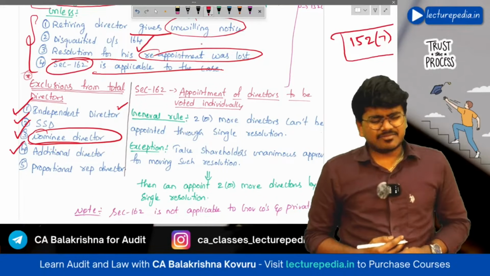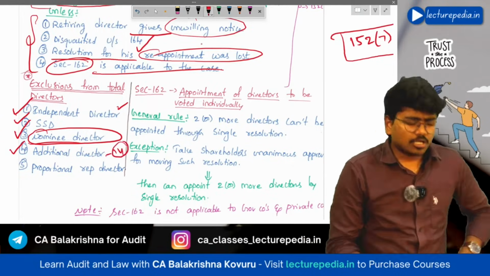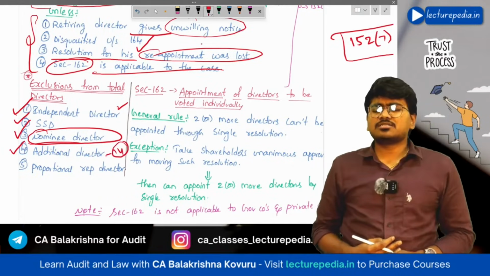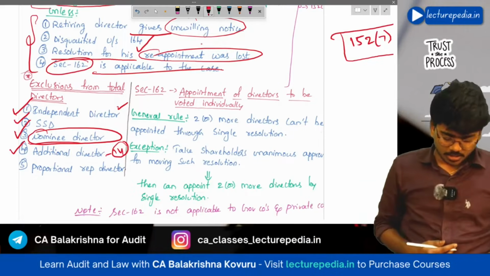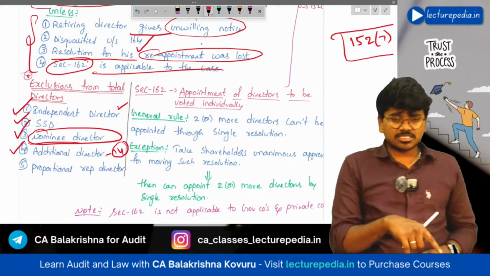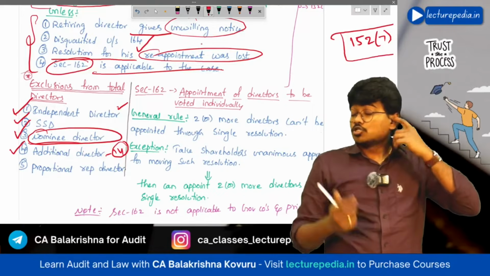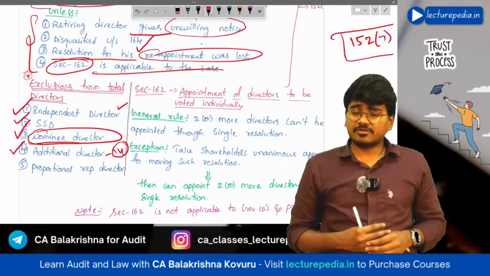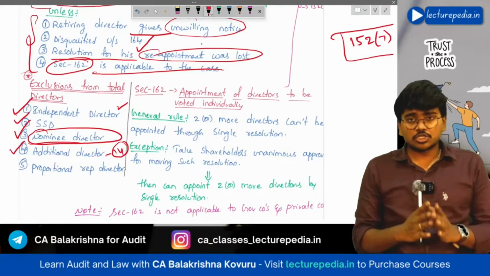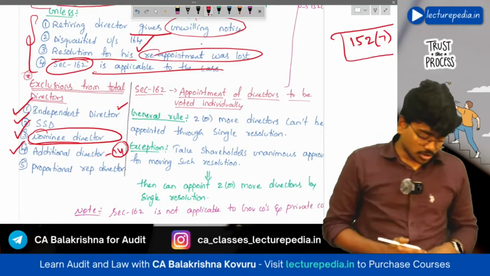Next, additional director. Even the additional director will have a fixed tenure of 1 year. We will be discussing additional director in section number 161 subsection 2, I guess. Section 161 subsection 1 is alternate director, subsection 2 is additional director. So the tenure of additional director is also 1 year. Since his tenure is fixed, he should be excluded from total directors for calculating 2/3.